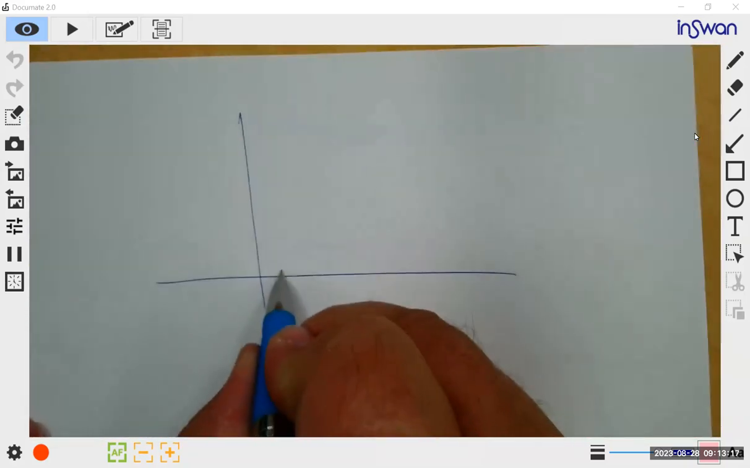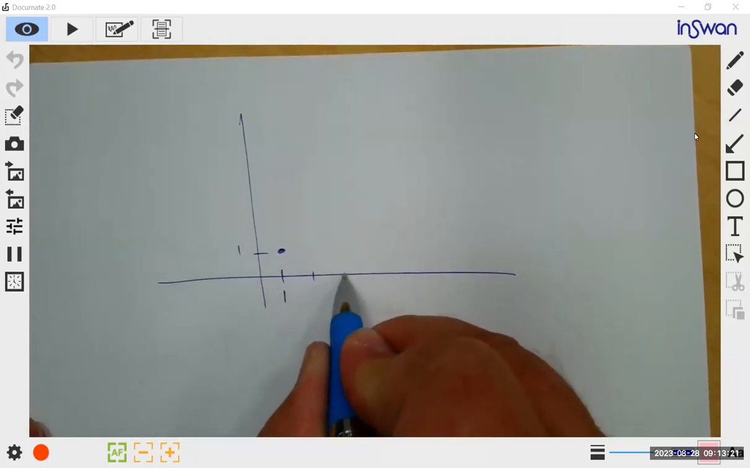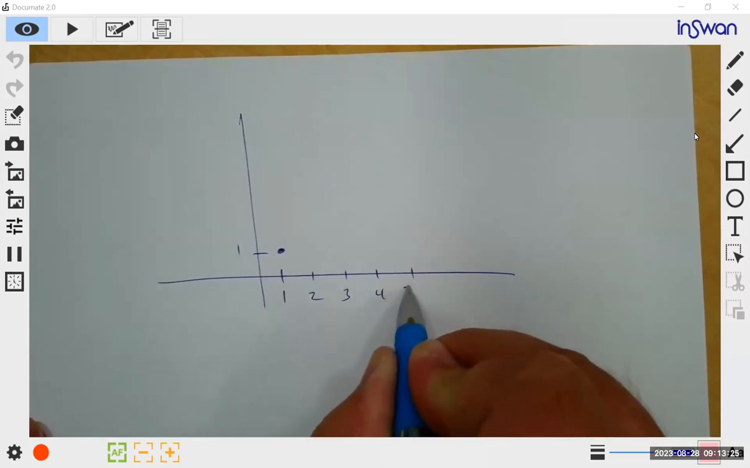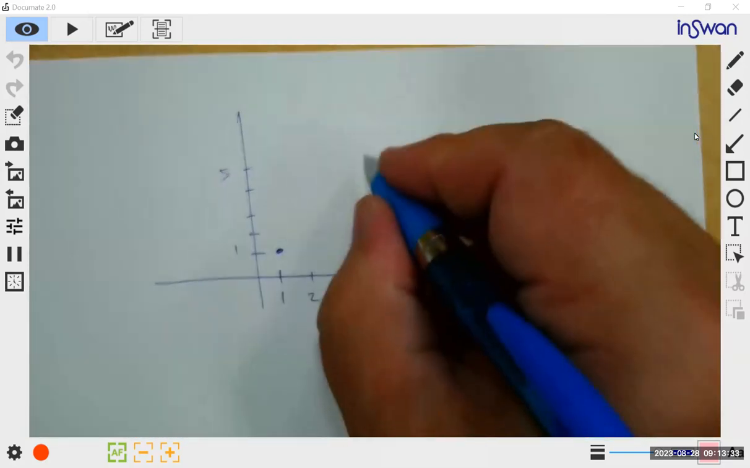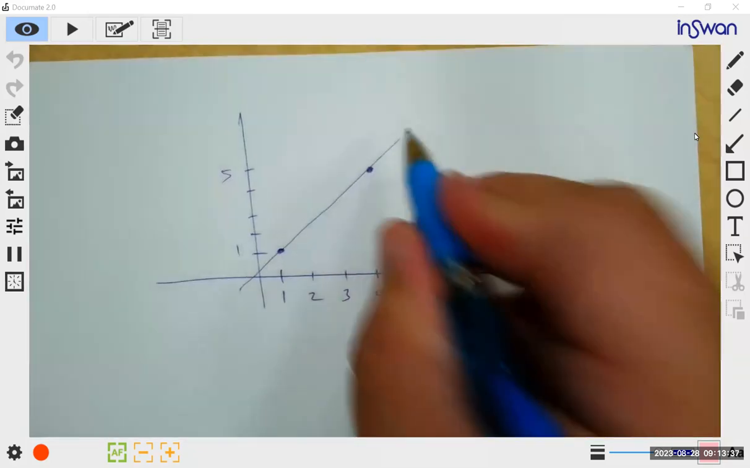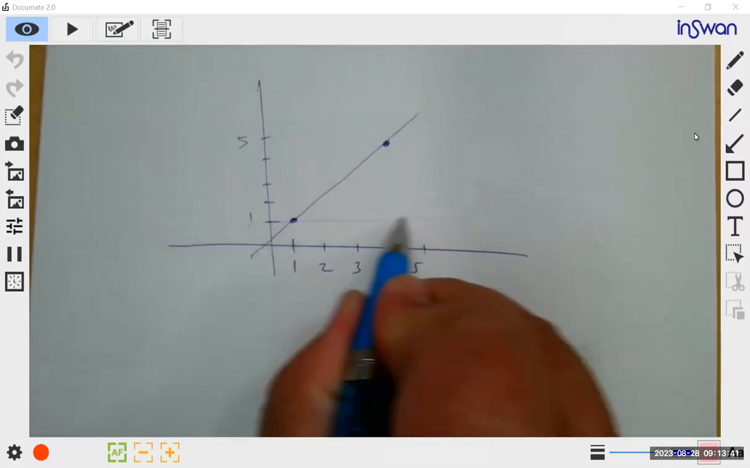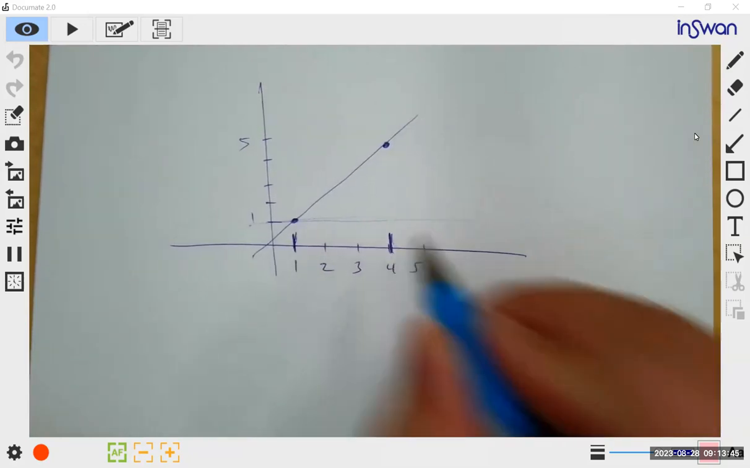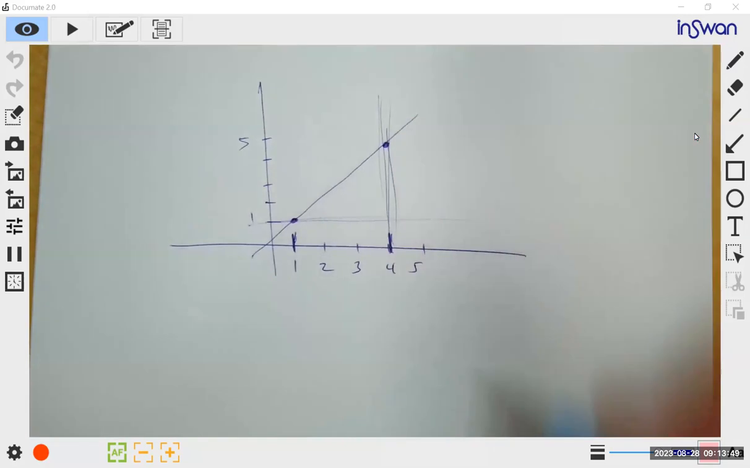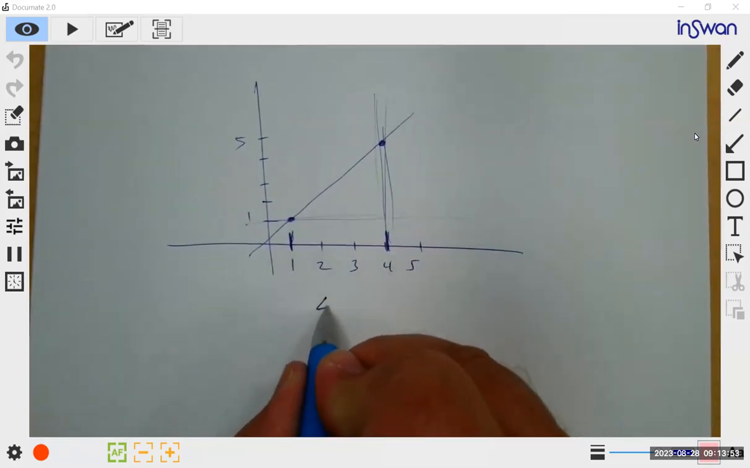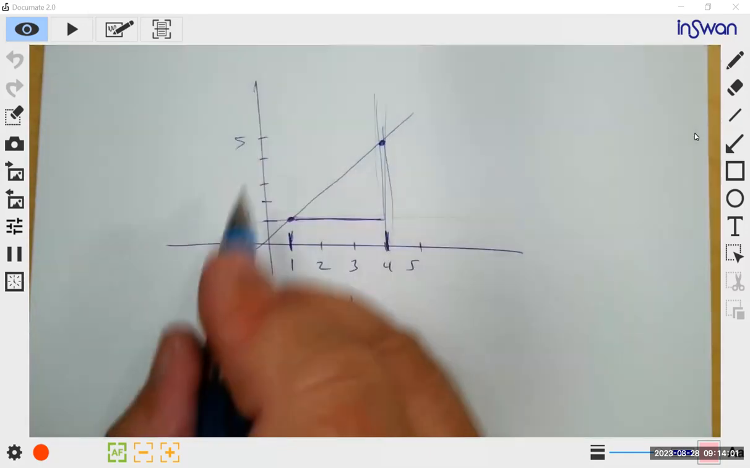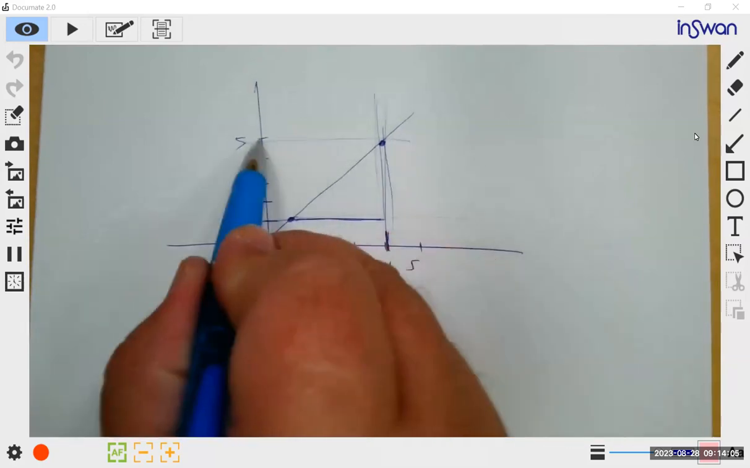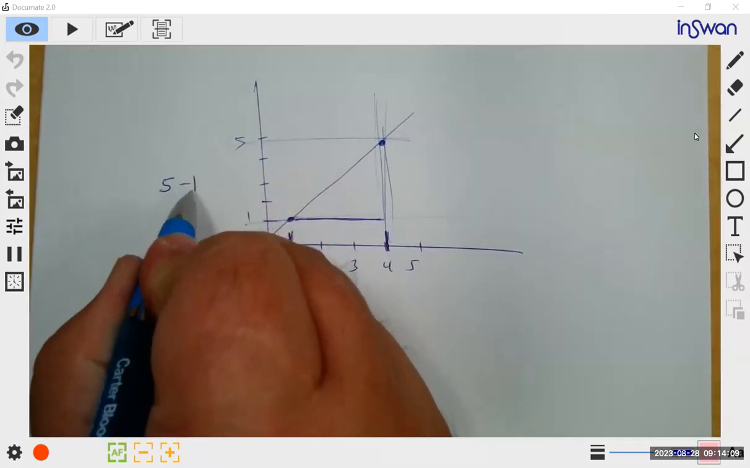Let's see how this relates to our picture. Remember, our picture, we had a dot at 1, 1. And a dot at where? 4, 5. And we had this line here. So horizontally, we go from 1 to 4, right? Because that's where that one ends. So the distance here is 4 minus 1, which is 3. That's the horizontal length. What's the vertical length? Yeah, so it's 5 minus 1 equals 4.